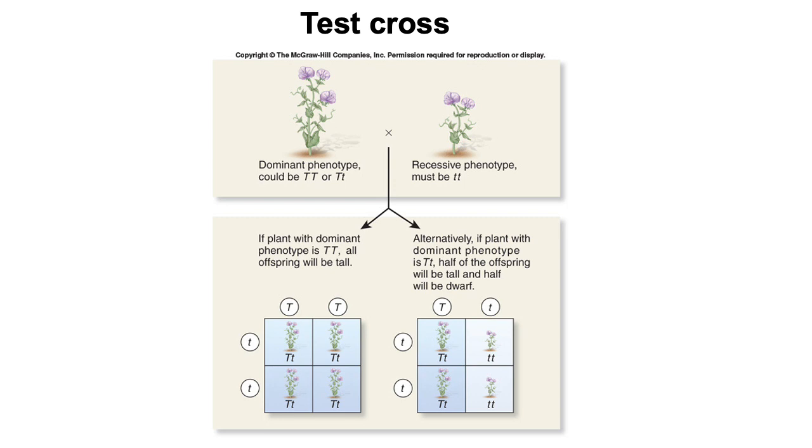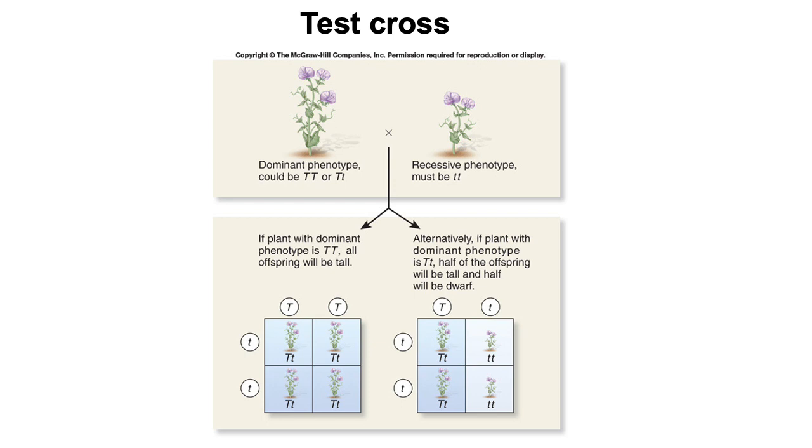If the plant in question, the one showing the dominant phenotype, is homozygous for the dominant allele, we would get the results shown on the bottom left. We'd get all of the plants heterozygous and all showing the dominant phenotype. Alternatively, if the dominant phenotype plant at the top is the heterozygote, and we did a test cross with that, in other words, crossed it with the homozygous recessive, we would get a different ratio. We would get a 1-to-1 ratio of tall plants to short or dwarf plants.